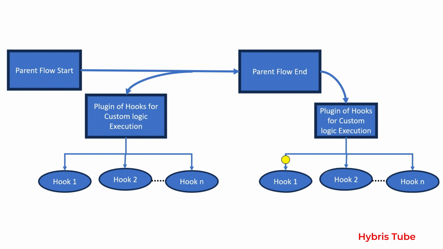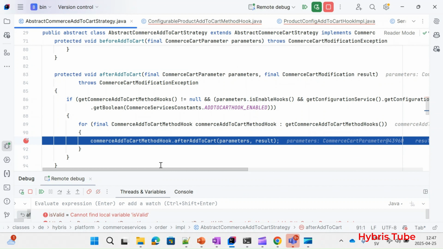I hope it is clear to you. In the later part of this video, guys, I will even customize this flow, which means we saw that before add to cart and after add to cart, there were n number of hooks, right? So in the later part of this video, I will even inject my own custom hook as well.